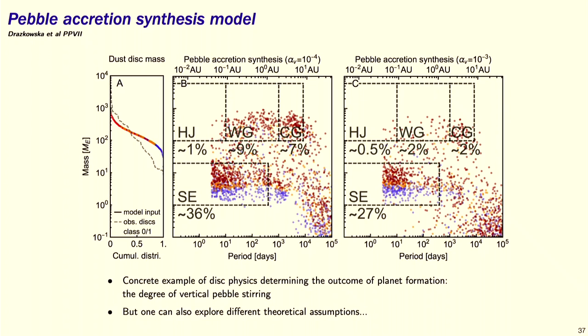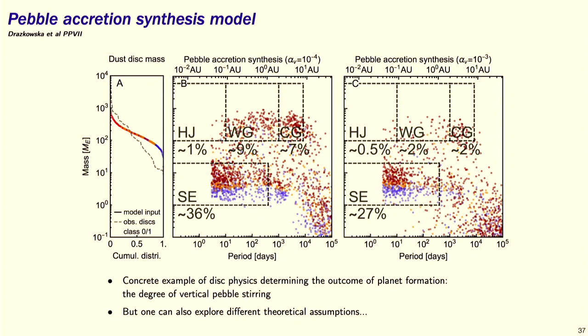For example, you can look here at the pebble accretion synthesis results for a low value of vertical pebble stirring, so well-settled pebble midplane layers, or one where the pebble midplane layer is actually more stirred up. And you can easily see that when we remove pebbles out of the mid-plane, and therefore they're less easy to accrete, we also reduce the fraction of planets that we form in wide orbits. Here it's 2%, no longer consistent with what we see.